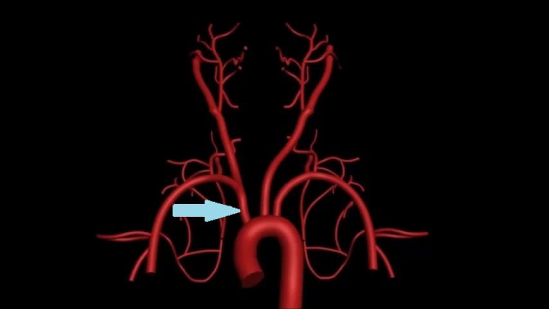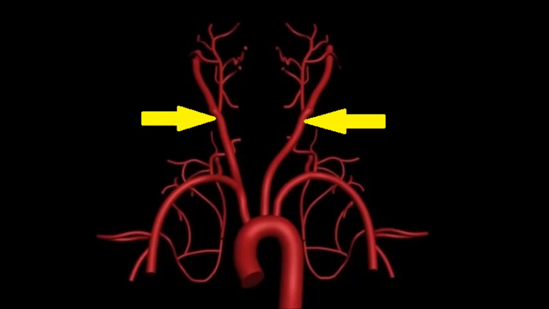From the aortic arch, blood then travels to the brachiocephalic trunk. Here we have the left and right subclavian arteries. Here we have the left and right common carotid arteries. Here we have the left and right vertebral arteries.